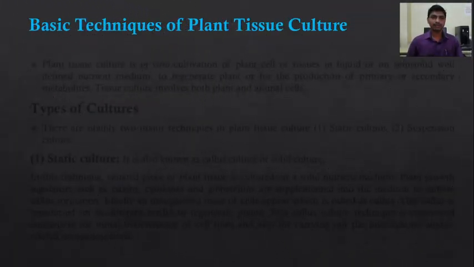We are continuing with chapter 2, plant tissue culture. The next point is the basic techniques of plant tissue culture. Here in this lecture, we are going to study the basic techniques of plant tissue culture. So, what is plant tissue culture?